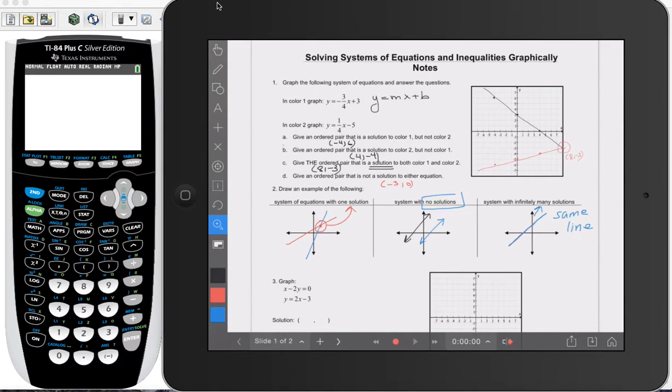Now, how can we do this on the calculator? To do this, you need to go to y equals, and you need to graph the first equation in y1, and you type in the second equation in y2.